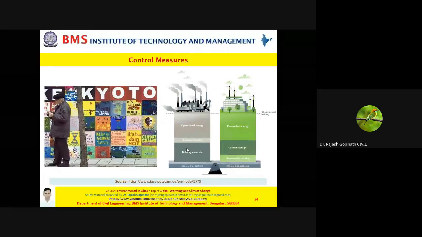Now, control measures can be at the global scale because this is a global phenomenon. Control measures can also be at individual scale. First, let's look at the global scale. There is a famous protocol called the Kyoto Protocol. Okay, this is a protocol which was signed in 1997 by several countries, wherein they took a decision that we shall reduce the emission of carbon dioxide.